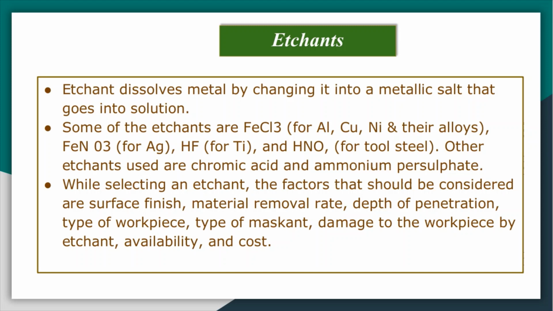Let us discuss the etchant. Etchant dissolves the metal by changing it into a metallic salt that goes into the solution. Some of the etchants are FeCl3, which can be used for aluminum, copper, nickel and their alloys. Then the second, AgNO3, for Ag. Then we have HF for titanium and HNO3 for tool steel.